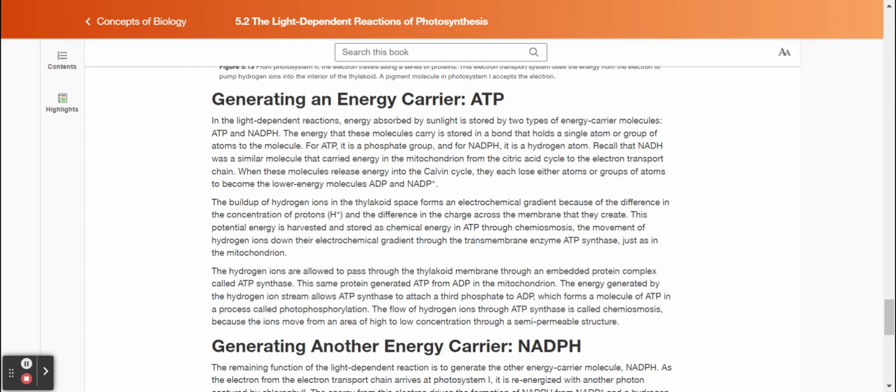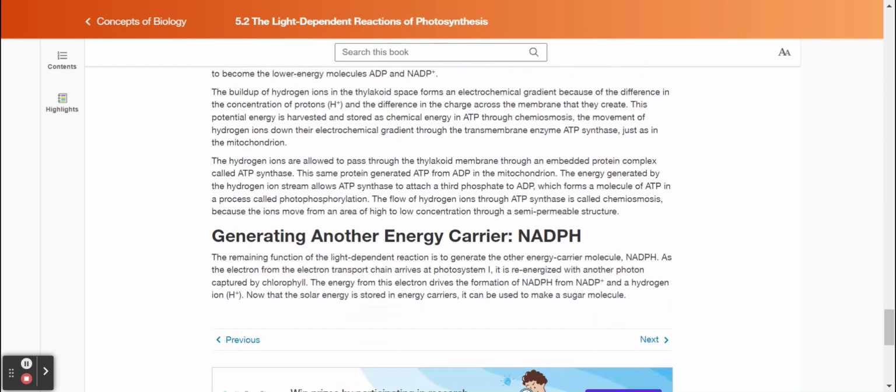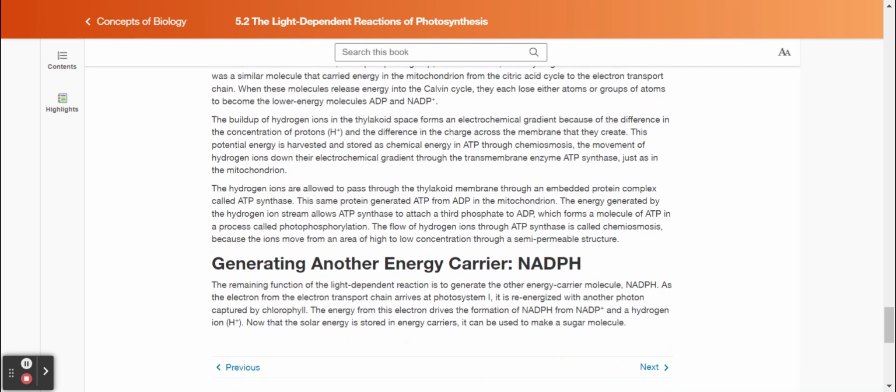This potential energy is harvested and stored as chemical energy in ATP through chemiosmosis, the movement of hydrogen ions down their electrochemical gradient through the transmembrane enzyme ATP synthase, just as in the mitochondrion. The hydrogen ions are allowed to pass through the thylakoid membrane through an embedded protein complex called ATP synthase. This same protein generated ATP from ADP in the mitochondrion.